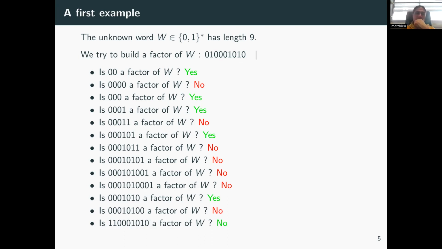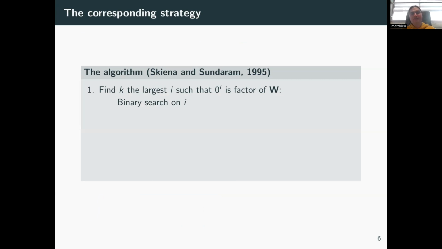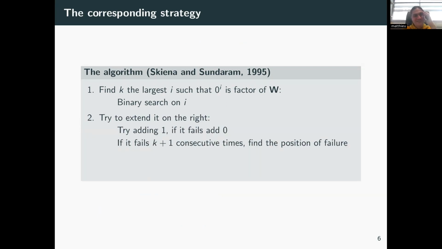Okay, so I've used a particular strategy, which let me give the exact strategy that was actually given by Skinner and Sundaram for this problem in 95, which is the following. First, you can try to find the largest block of 0, and you do that by using a binary search. This is almost what I've done. This is a really short binary search, so maybe you couldn't see it, but this was a binary search. Now, what you're going to do is you will try to extend on the right, and when doing so, you will try to add a 1. And if it fails, you are going to add a hypothetical 0.